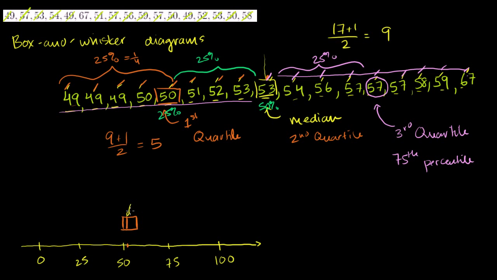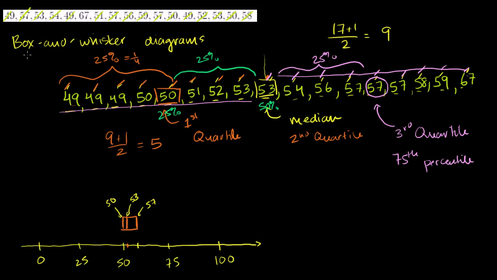So this right here, that is 53. That right there is 57. That's 57. And that right there is 50. So what I'm essentially doing is representing the middle 50% of the data is in this box. And this line represents the actual median.